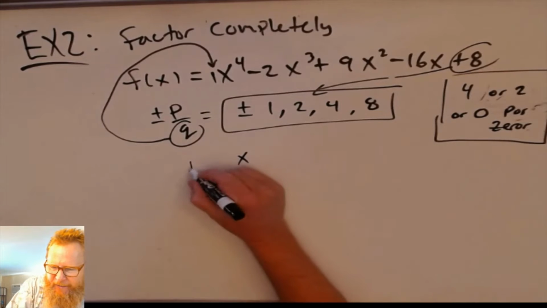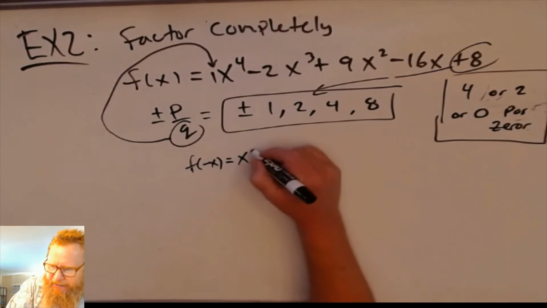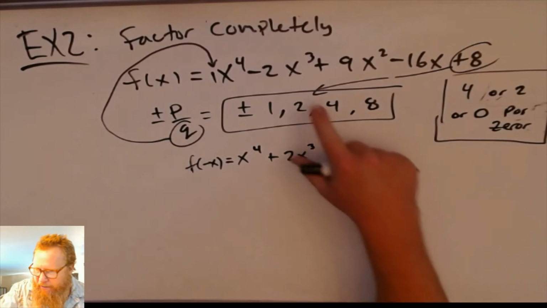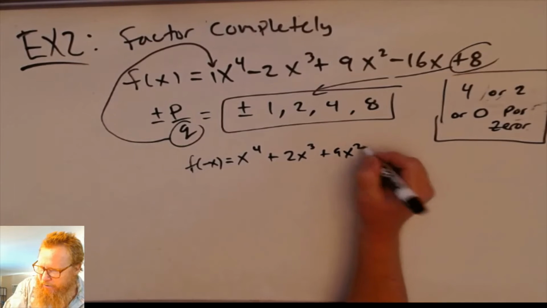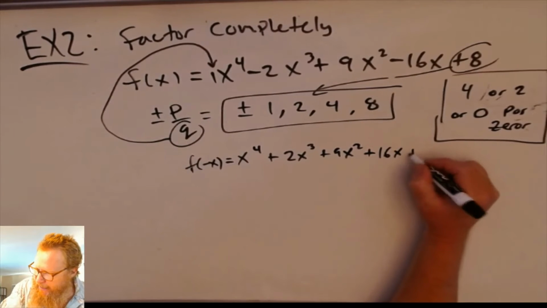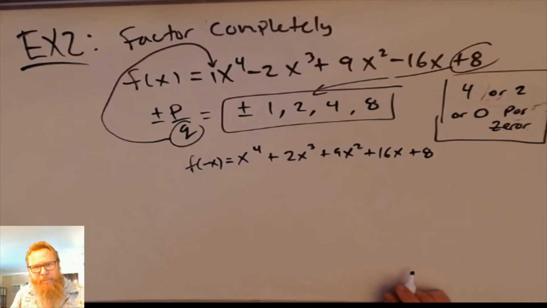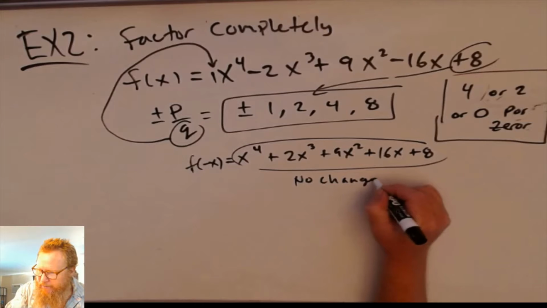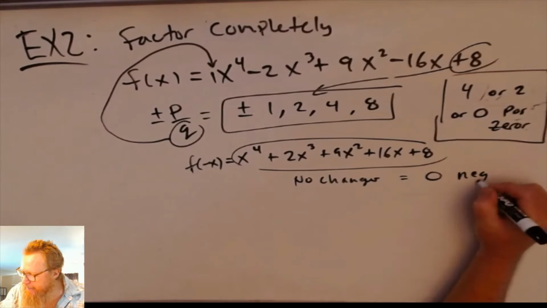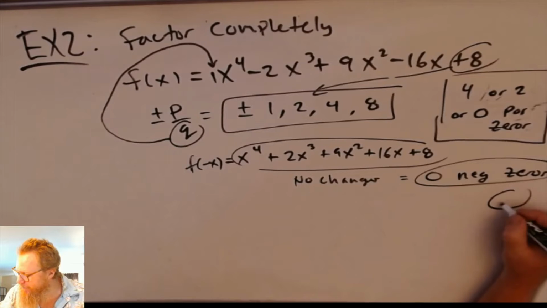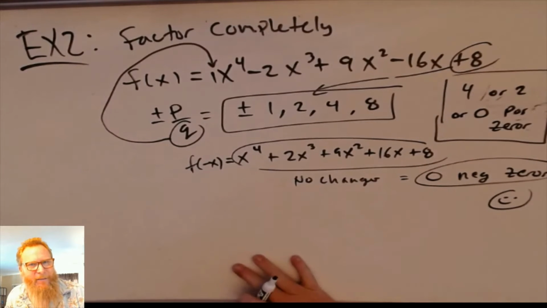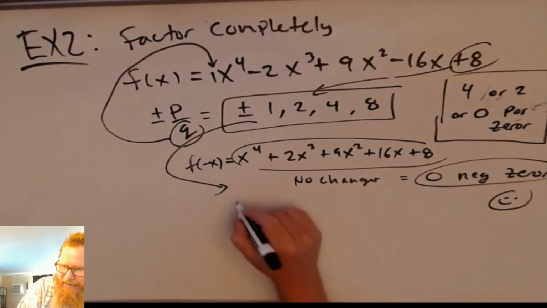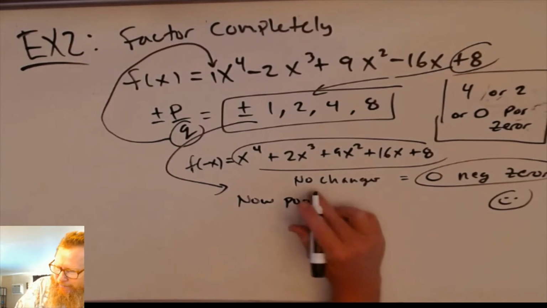So for the negative, it would be x to the 4th plus 2x to the 3rd plus 9x squared plus 16x plus 8. Oh, that helps. No sign changes. No negative zeros. That is very helpful. Now I'm glad I did it. I was about to start trying negative numbers. And so now this list is much smaller.